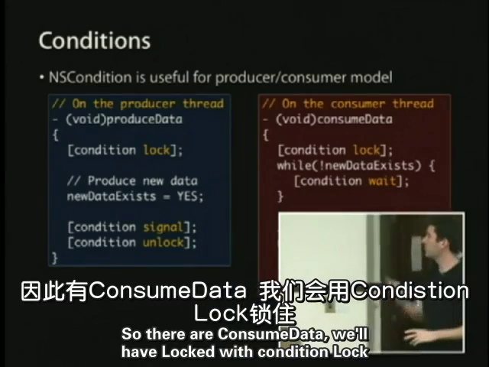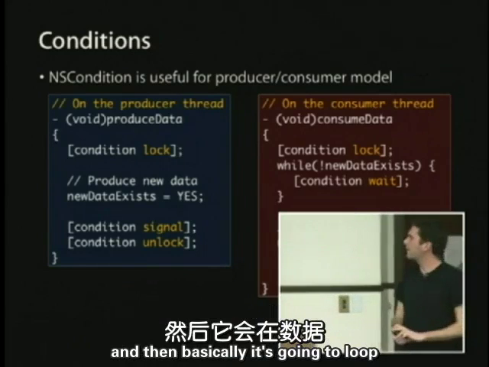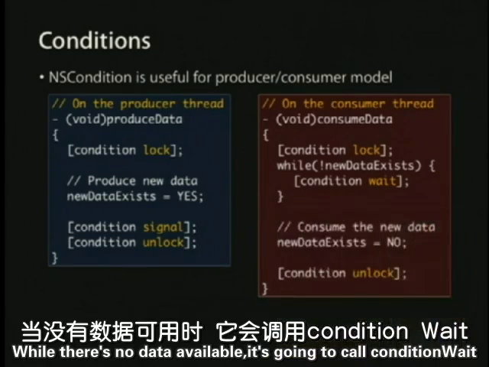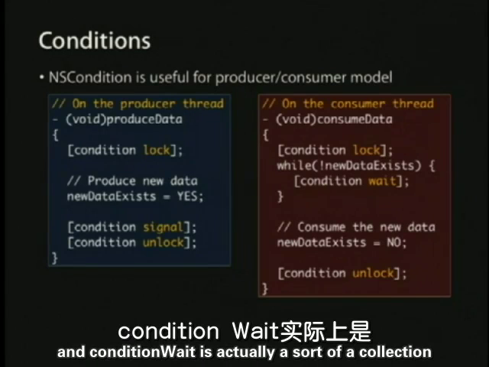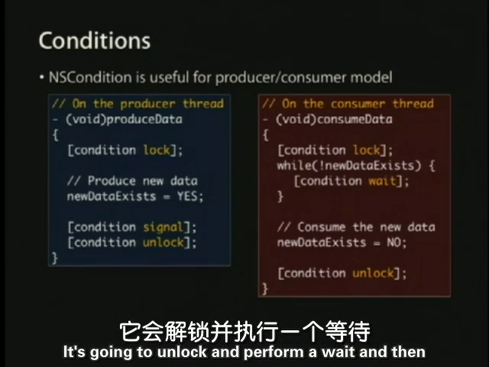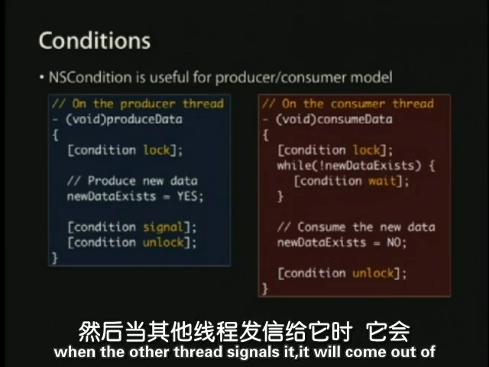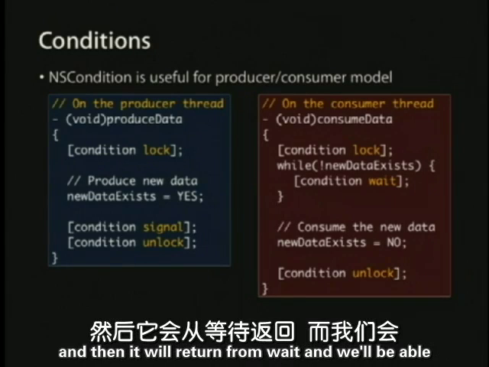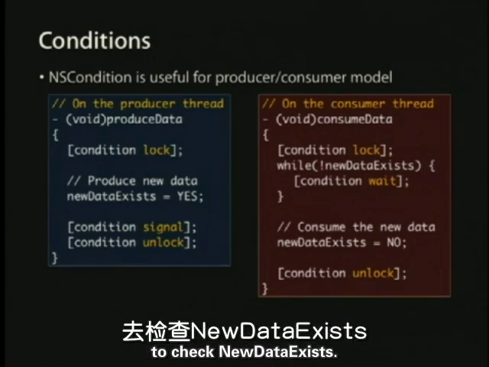So our consumer will have locked with condition lock, and then basically it's going to loop on is there data available. While there's no data available, it's going to call condition wait. And condition wait is actually sort of a collection of three basic behaviors. It's going to unlock and perform a wait. And then when the other thread signals it, it'll come out of that wait and try and acquire the lock again. And then it'll return from wait, and we'll be able to check that new data exists.